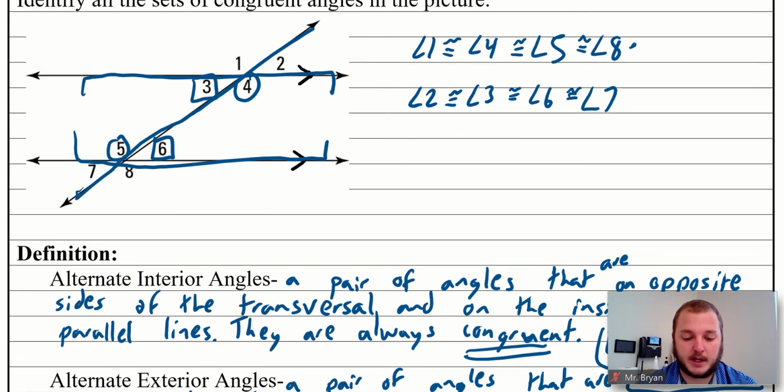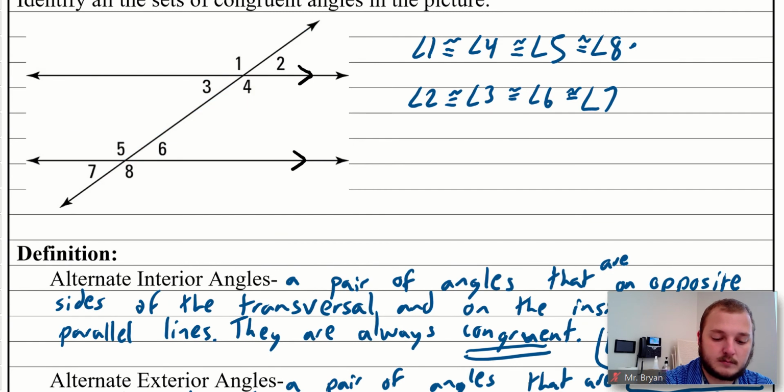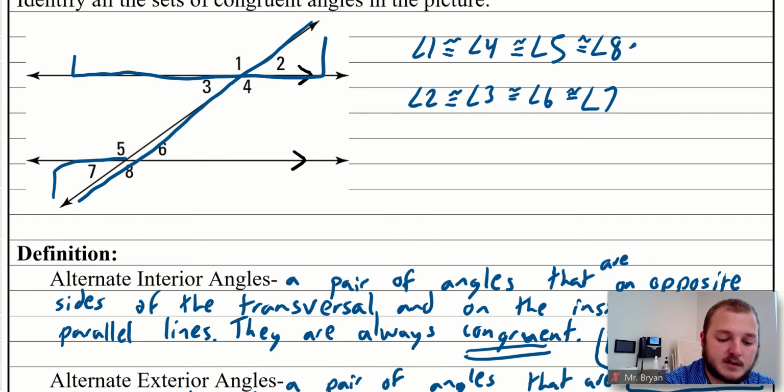If I scroll back up here, notice it's the same kind of thing. We're looking for angles that are on opposite sides of the transversal, but now we're talking about the exterior. If we have this choice of angles that are on the outside here, for instance, the alternate exterior angle to angle 1 would be angle 8.